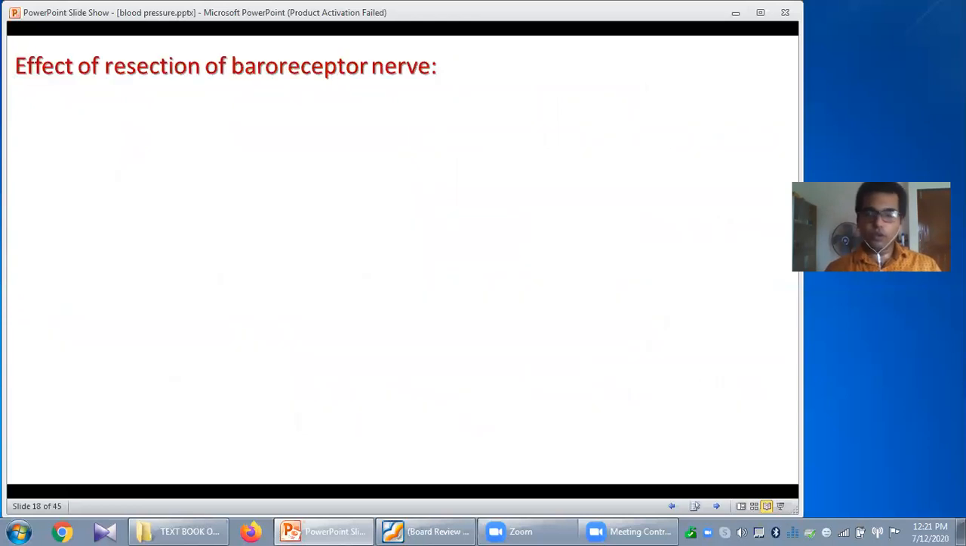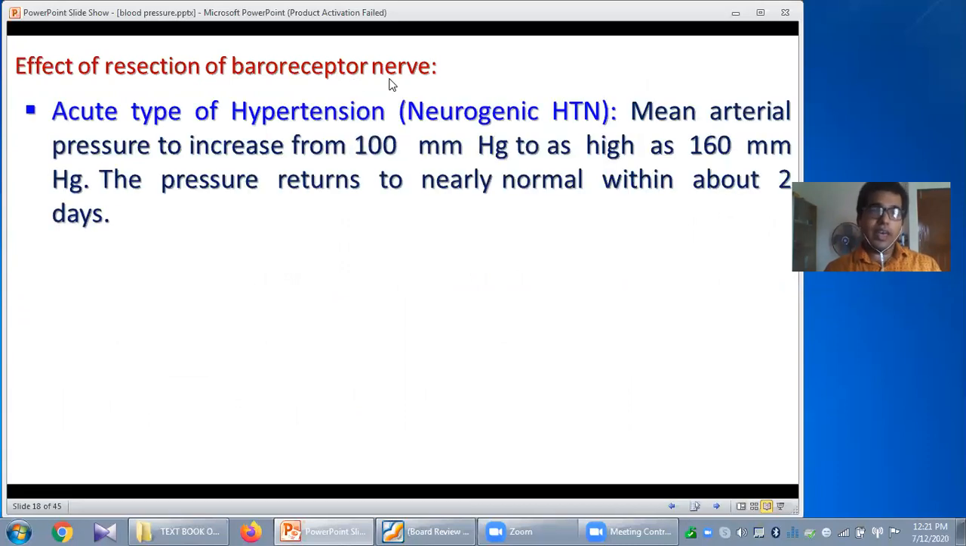Now the last thing I want to mention: if a resection is made in the baroreceptor nerve, what will be the effects? Actually, the ultimate result is an acute type of hypertension, and this is called neurogenic hypertension. Suddenly, mean arterial pressure increases from 100, which is the set point, but when the baroreceptor nerve is resected, it will become as high as 160 millimeters of mercury.